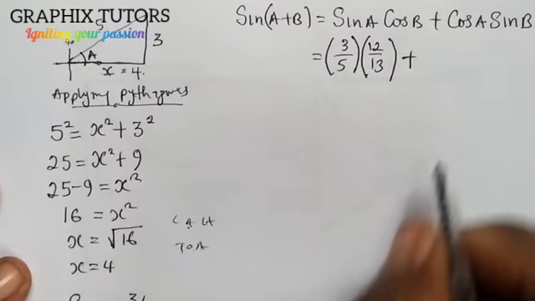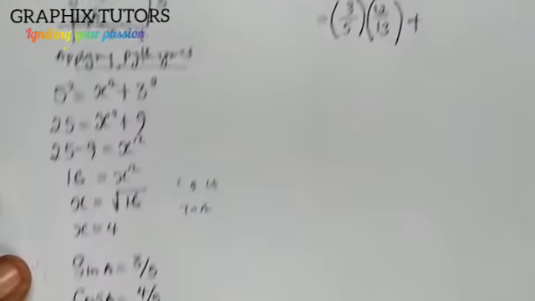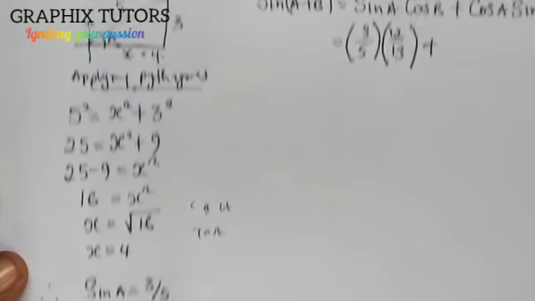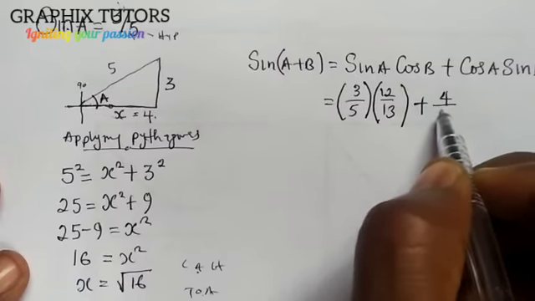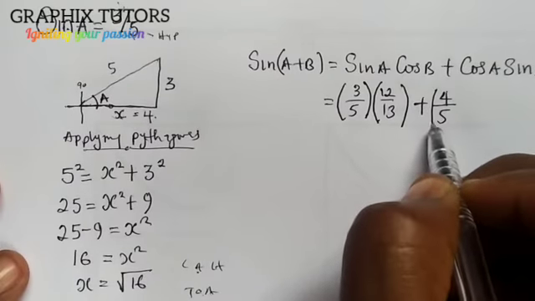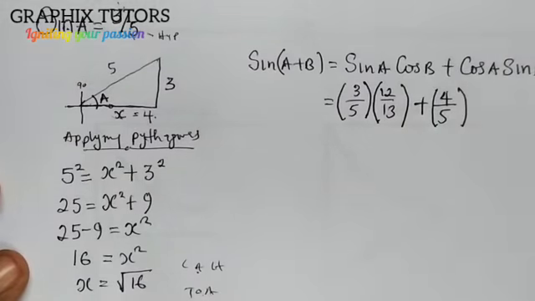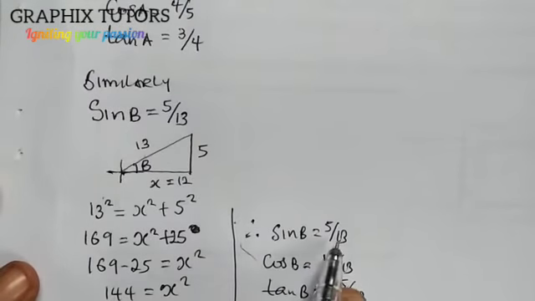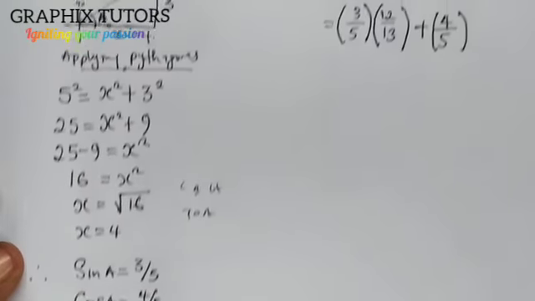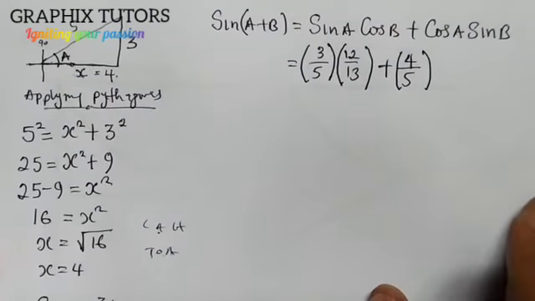Plus cos A is giving us 4/5. And sine B is giving us 5/13.